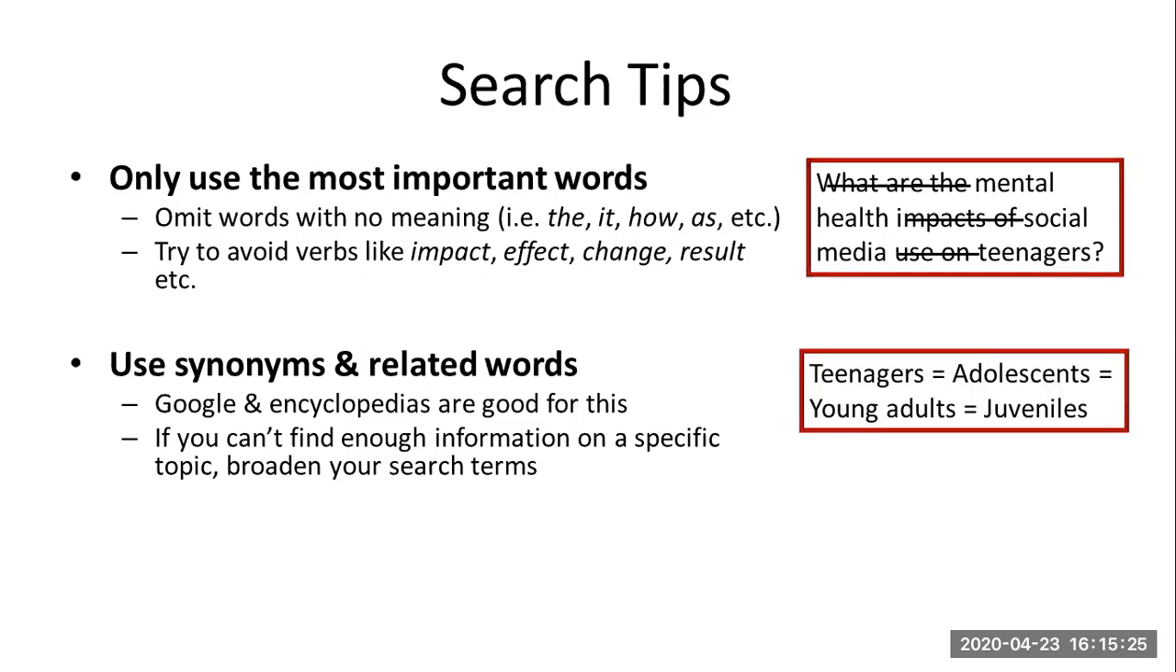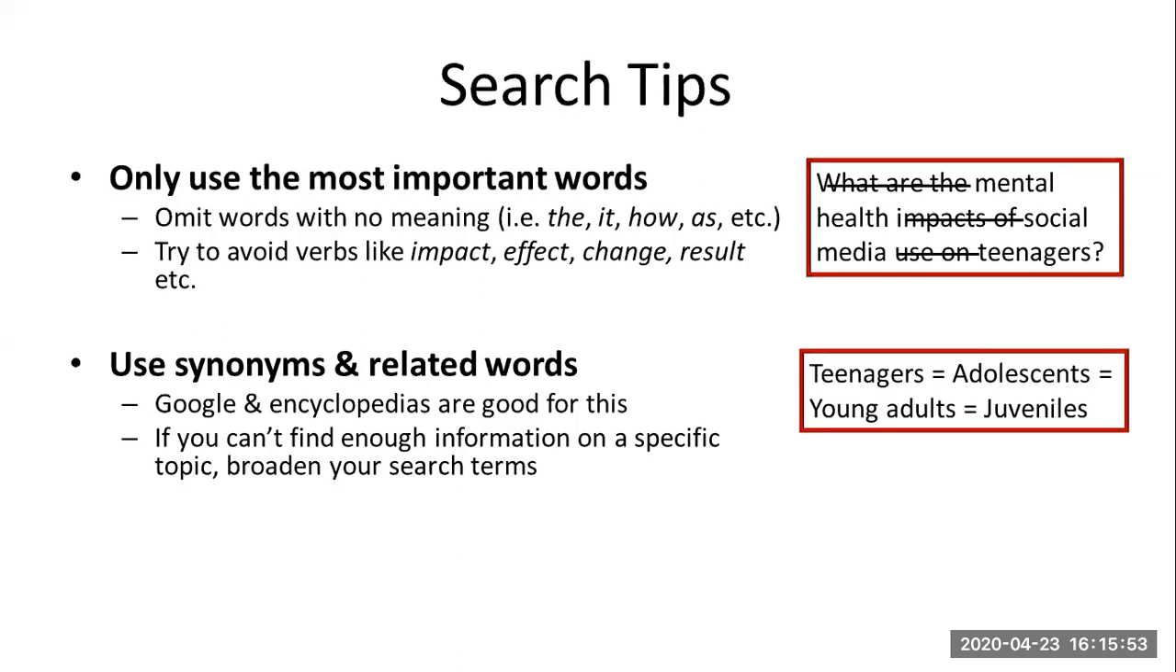And so an example would be something like teenagers. That's a pretty obvious term, but when you think about it, there are different ways to describe that particular age group. We can call them adolescents. We can also call them young adults. We can also call them juveniles. There's many synonyms for that particular group, and so you want to think of the different ways that you can describe it, because that will give you different results.